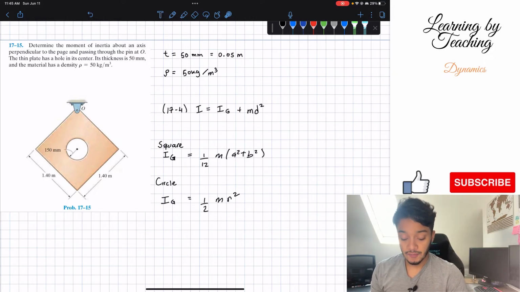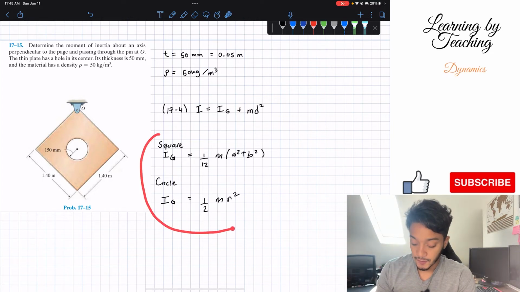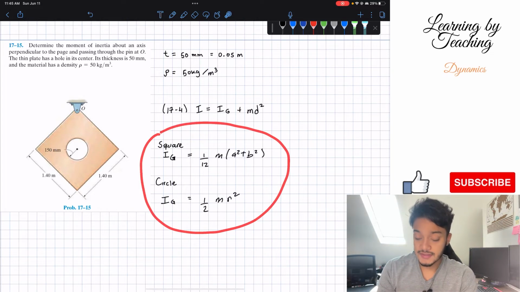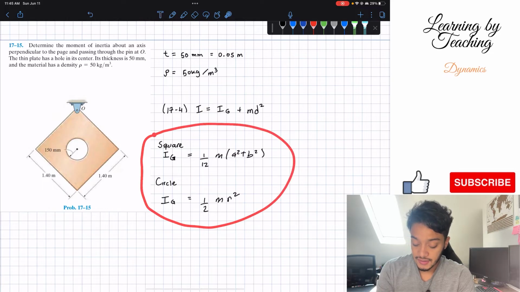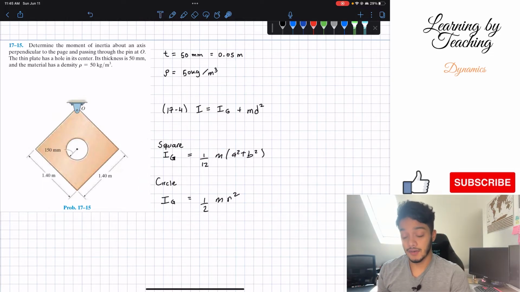In order to do that, we're going to utilize the equations given in the back of the book. So we're going to have that for a thin plate, in this case I call it a square for our square part. For a thin plate we have this equation, and for the circle we have the equation below.